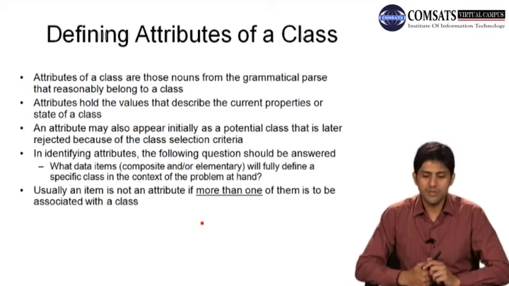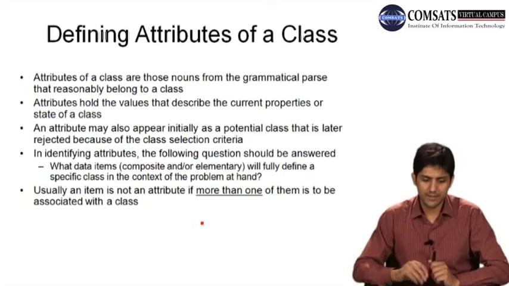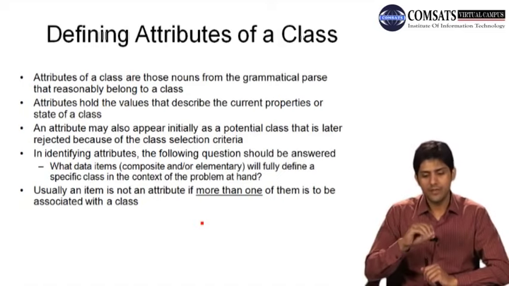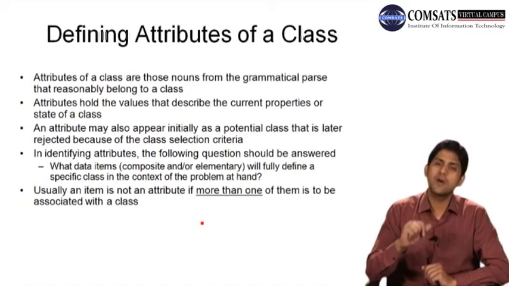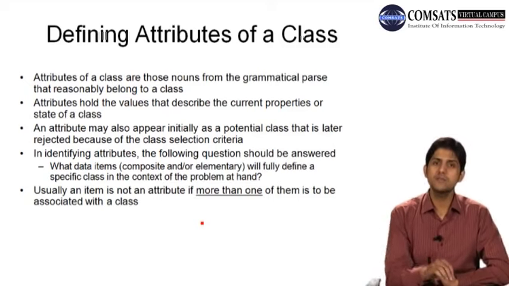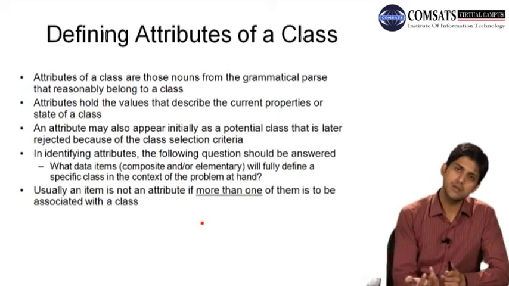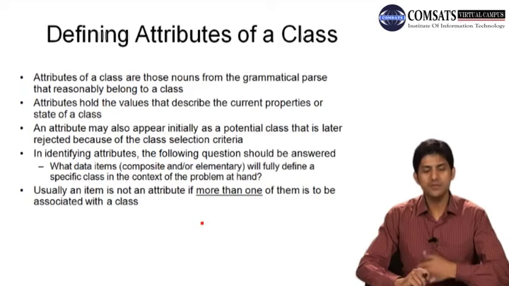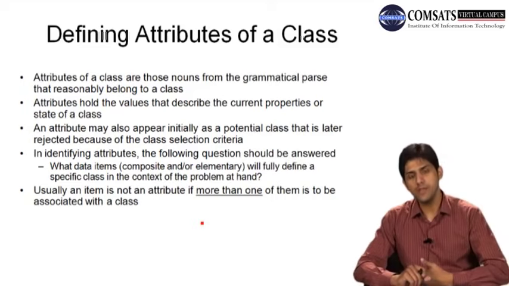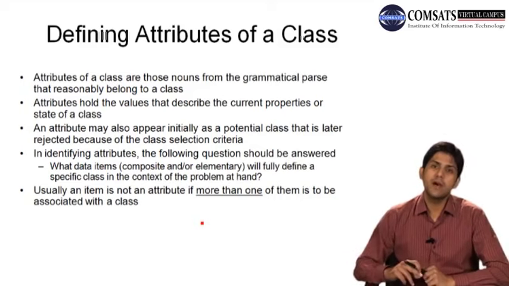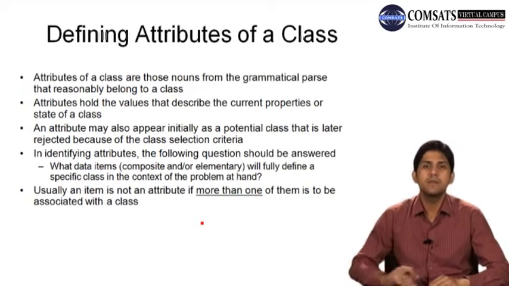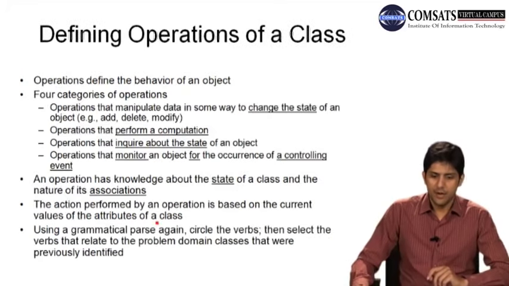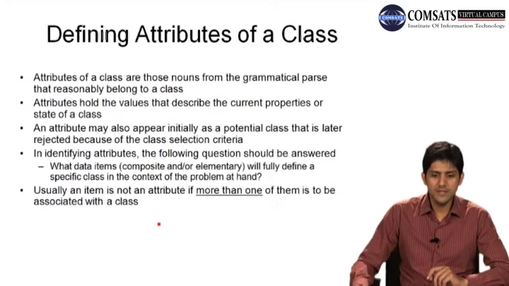So in identifying attributes, the following question should be answered. This is important: what data items, composite or elementary, will fully define a specific class in the context of the problem at hand. So this question is important, that which attributes will be associated to which class. Usually an item is not an attribute if more than one of them is to be associated with a class. So for example, if you have multiple numbers that you're associating with a class, then that number cannot be an attribute. So we need to keep this in mind. And how do we basically do these attributes?